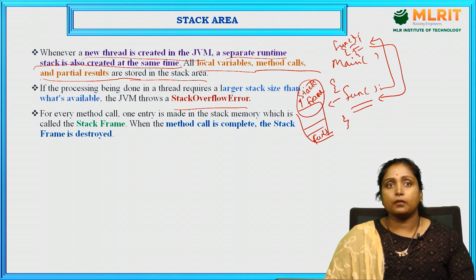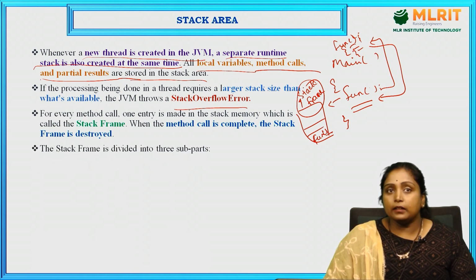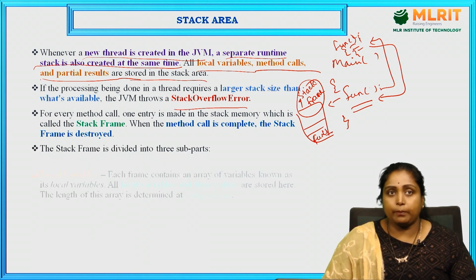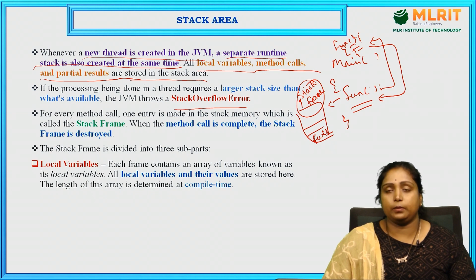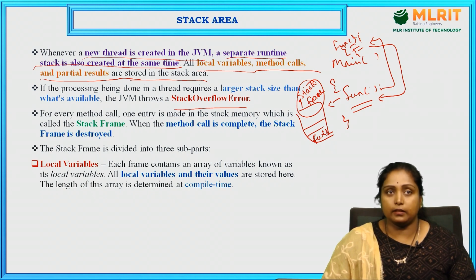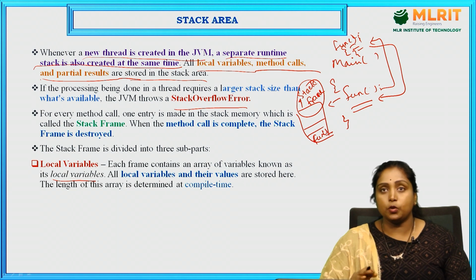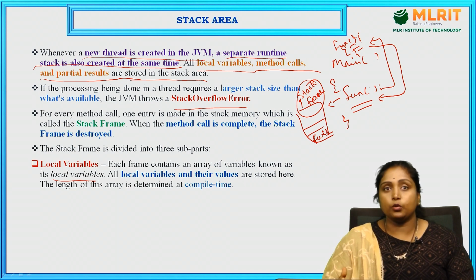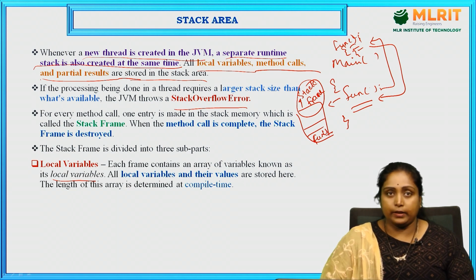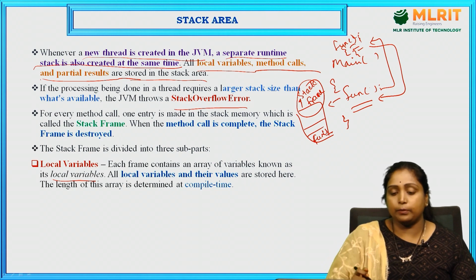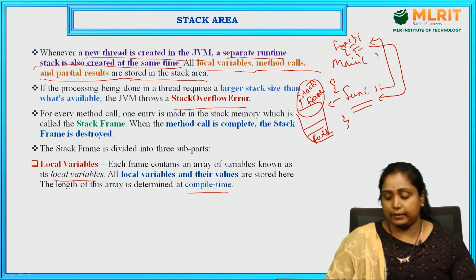Okay. So again the stack frame is divided into 3 subparts. The first one is local variables. Every stack frame contains an array of variables known as local variables. Whatever local variables and their values you give inside the method are stored in the local variables, and the length of the array depends on the compile time.